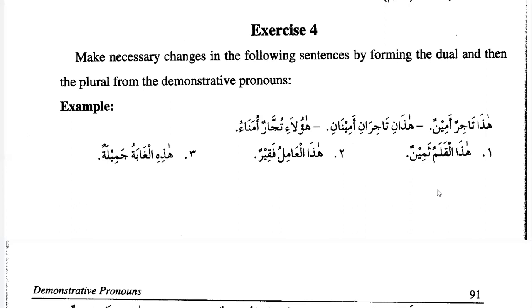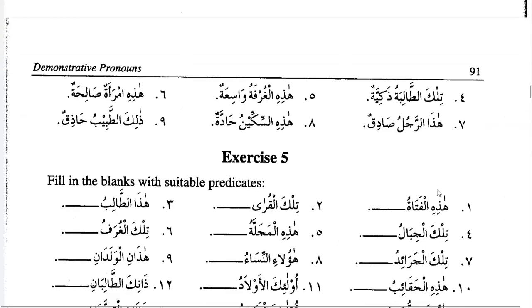Hatani al-ghabatani jamila. What is ghaba? Ghaba means forest, jungle. Okay. Hatani al-ghabatani jamilatani. Hazihi al-ghabatani. Plural, ghaba, ghabat. الغابات. هذه الغابات جميلة. Next student is.